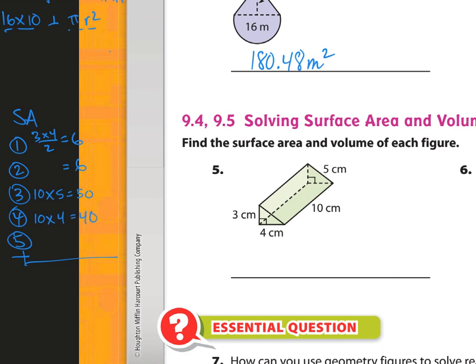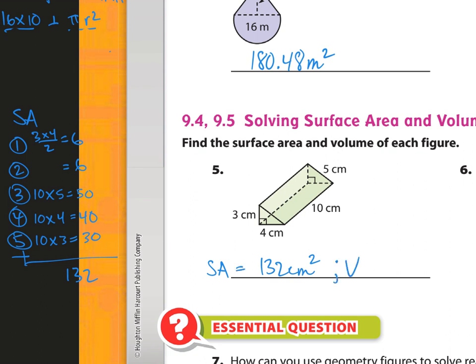And then the left-hand side here is 3 times 10, or 10 times 3, is 30. And when I add all these up, that would be 90, 120, 132. Yeah, 132. So that's 132 square centimeters, because I'm talking about surface area.